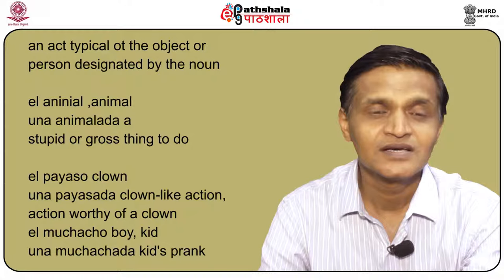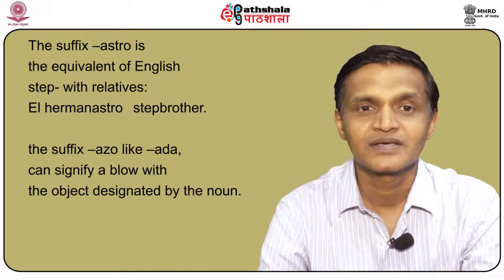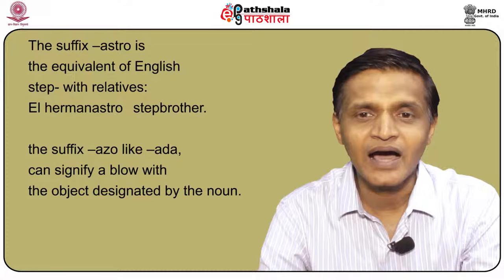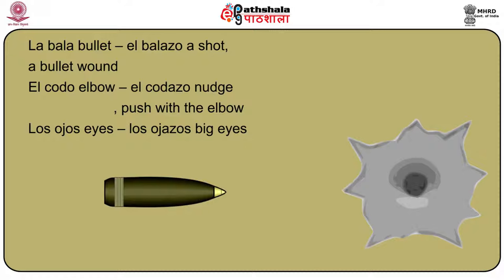In the same way, the suffix astro is the equivalent of English step with relatives. El hermanastro, stepbrother. The suffix aso, like ada, can also signify a blow with the object designated by the noun. In Latin America, aso can also be an augmentative suffix. So, la bala, the bullet, becomes el balazo, a shot, a bullet wound. El codo, elbow, el codazo, a nudge or a push with the elbow. Los ojos, eyes, become los ojazos, big eyes.